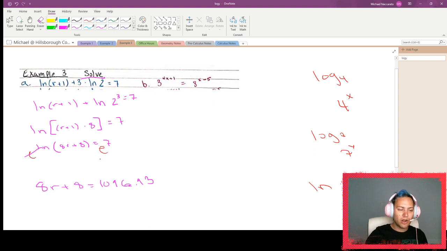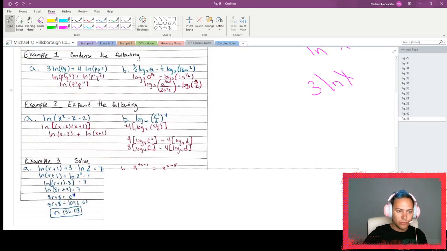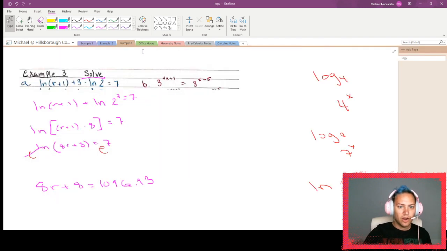Subtract 8, divide by 8. Let me just show you over here. When I subtracted by 8 and divided by 8, I got 136.08, and that's what r would equal. So that one's not super ugly. The other one is a mess. All right, the other one.